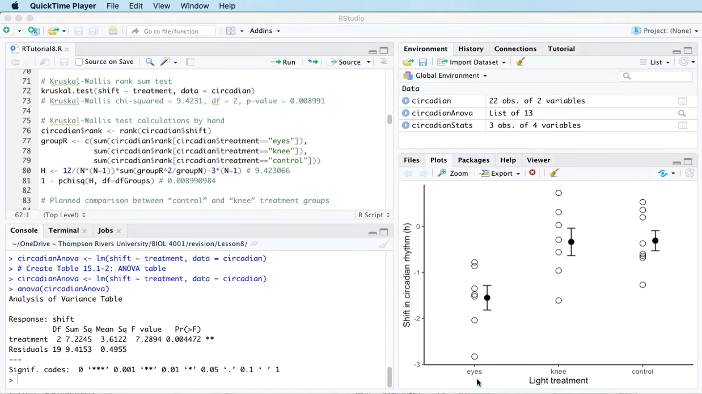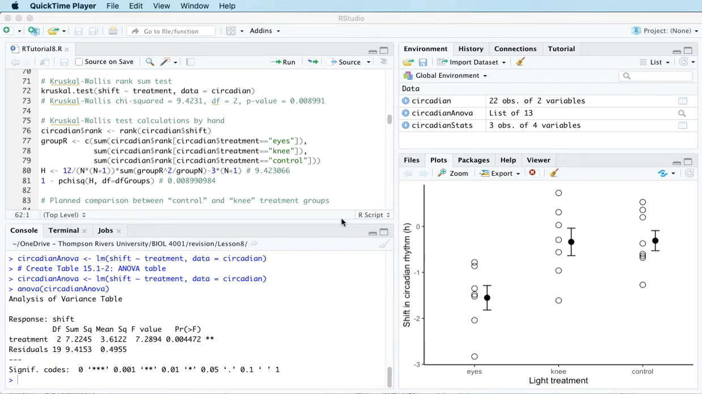If you recall, we've got subjects who had light shone into their eyes, a light shone on the back of their knees, and then a control group. And then we looked at the shift in the circadian rhythm measured in hours. This was a strip chart of what the data looked like. And when we did the analysis of variance test, we ended up rejecting the null hypothesis that the population means are all the same in favor of the alternative that at least one is different.